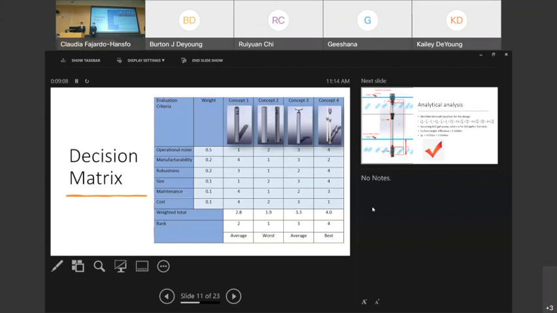In terms of size, concept 1 was small and concept 4 was the largest. In terms of maintenance, concepts 1 and 4 showed a good standing. And looking at the overall performance, concept 4 was the best performing device, which fulfilled all the requirements.